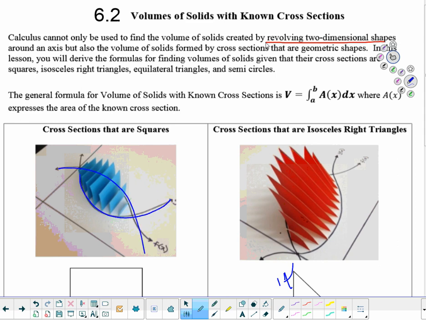So what we're working on today is we're going to take a plane figure where we are creating our bounds with, say, two functions. In this case, I've got g of x and f of x. And we're going to take that and fill it with cross-sectional pieces. In this one, you can see they are squares filling the area.